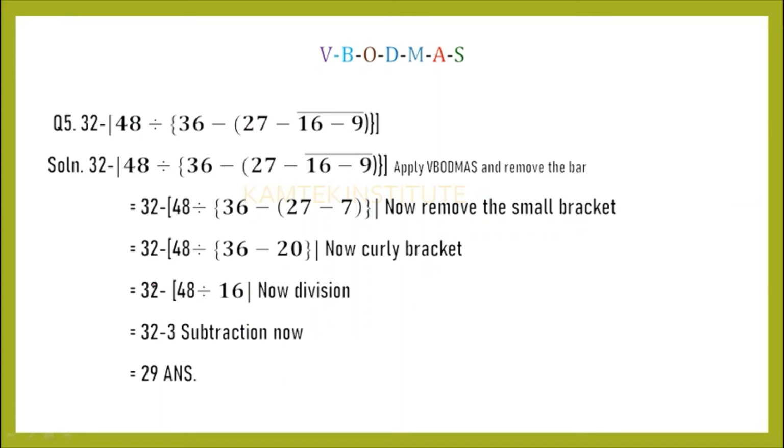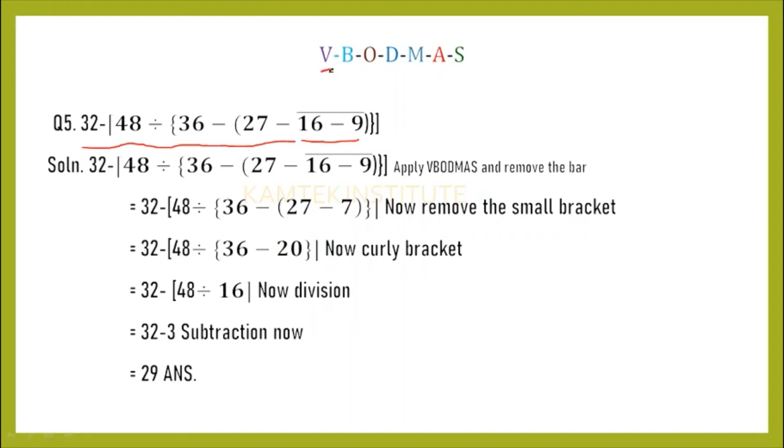Move to question number 5. Question number 5 is 32 minus large bracket 48 divided by curly bracket 36 minus small bracket 27 minus, we have then got a bar. Under the bar we have 16 minus 9 over here. Close all the three brackets.